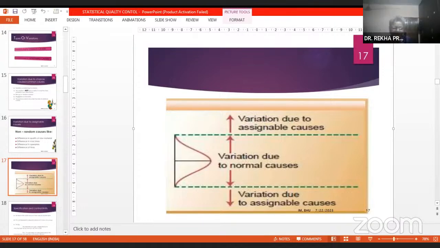See, this is the curve. It is symmetric in nature. 50%, 50% of the items are below normal.